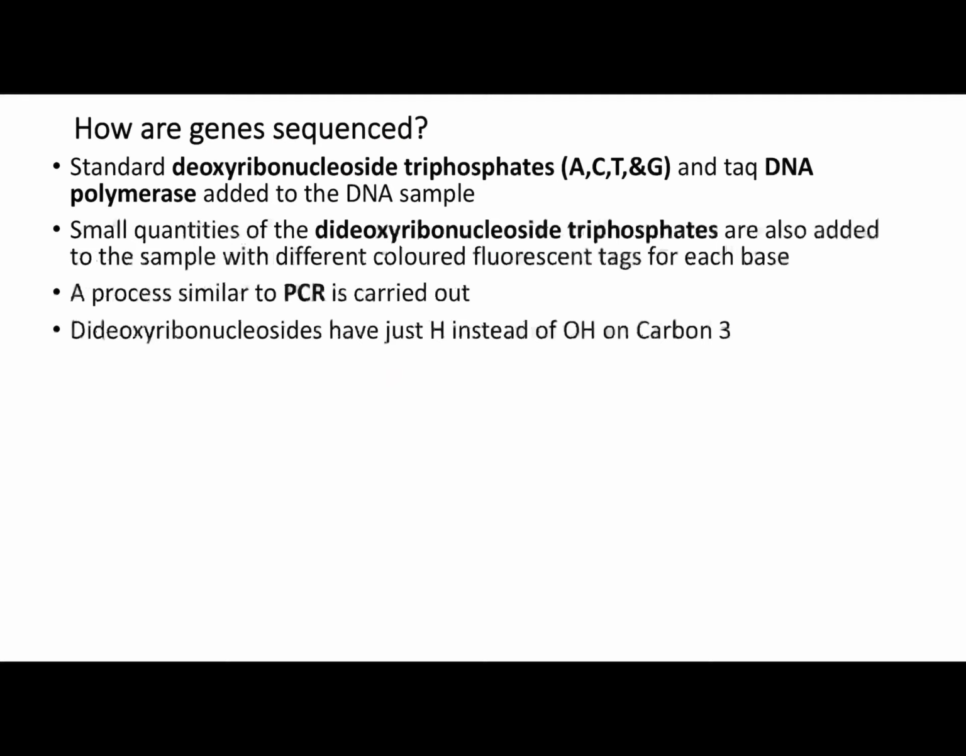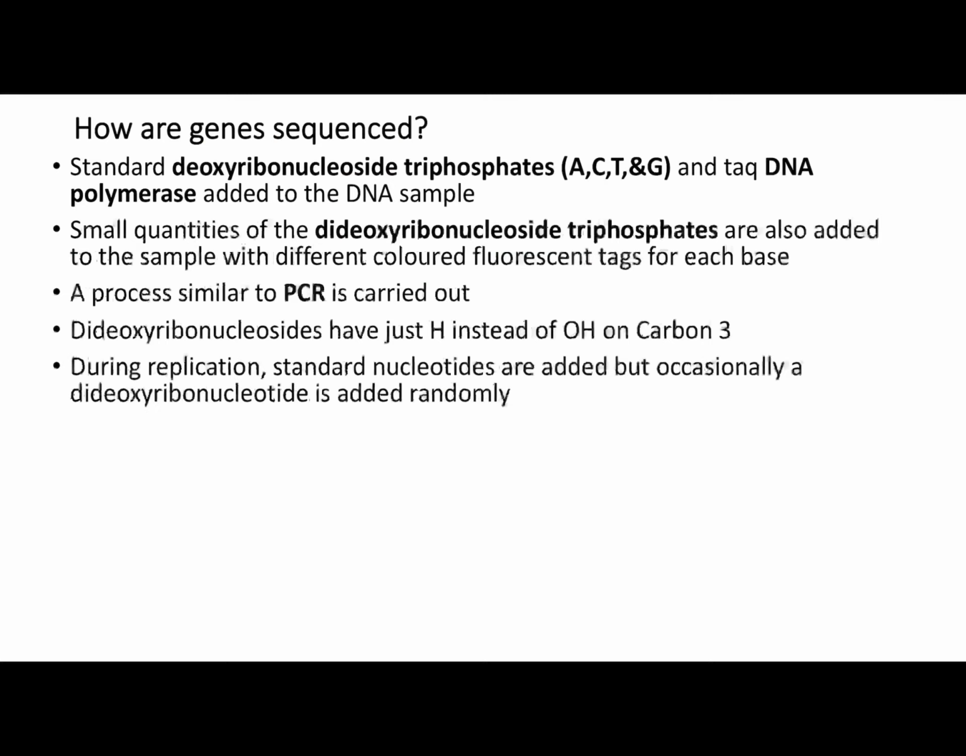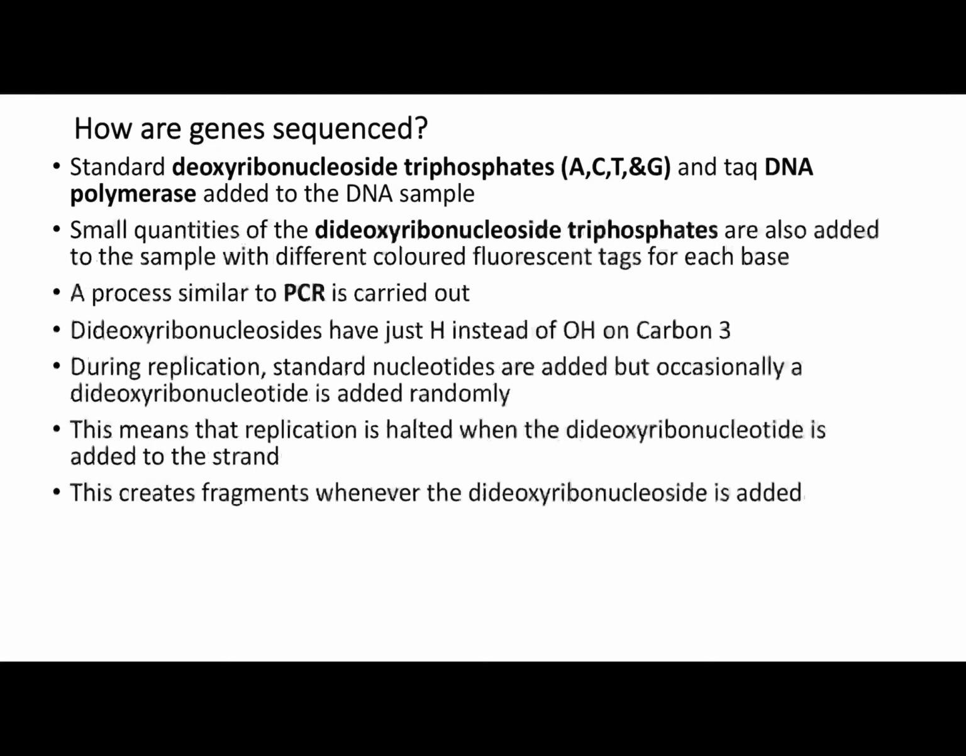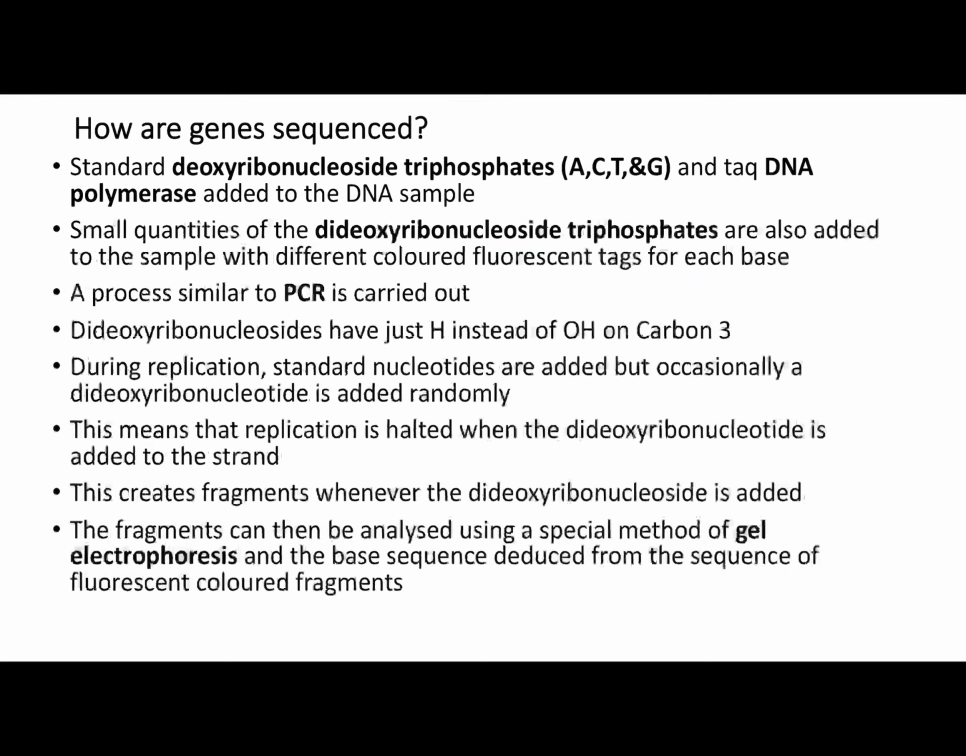And because dideoxyribonucleosides have just a hydrogen instead of the OH on carbon 3, this means that during replication, mostly the standard nucleotides are added, but occasionally and at random, these dideoxyribonucleotides are added. And this means that replication is halted when the dideoxyribonucleotide is added to the strand. So what we get is fragments of lots of different lengths. So whenever that dideoxyribonucleotide is added, it actually stops replication and you get a fragment formed with a little fluorescent tag at the end of a different colour depending on whether it's A, C, T or G. And then the fragments can then be analysed.